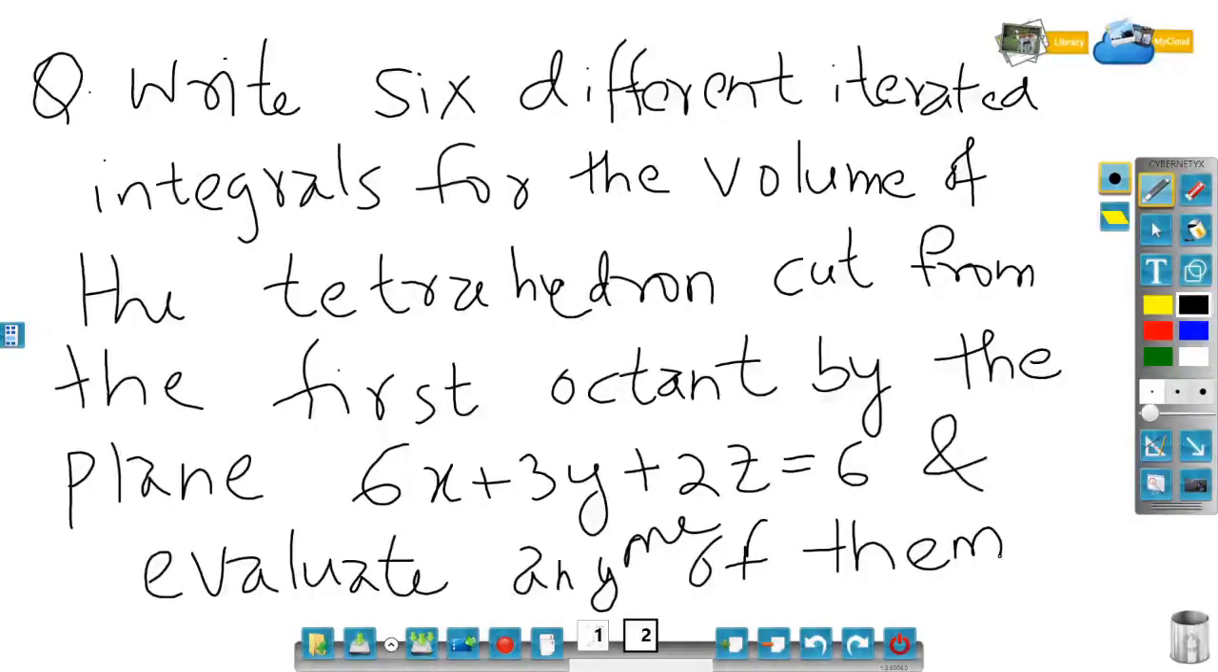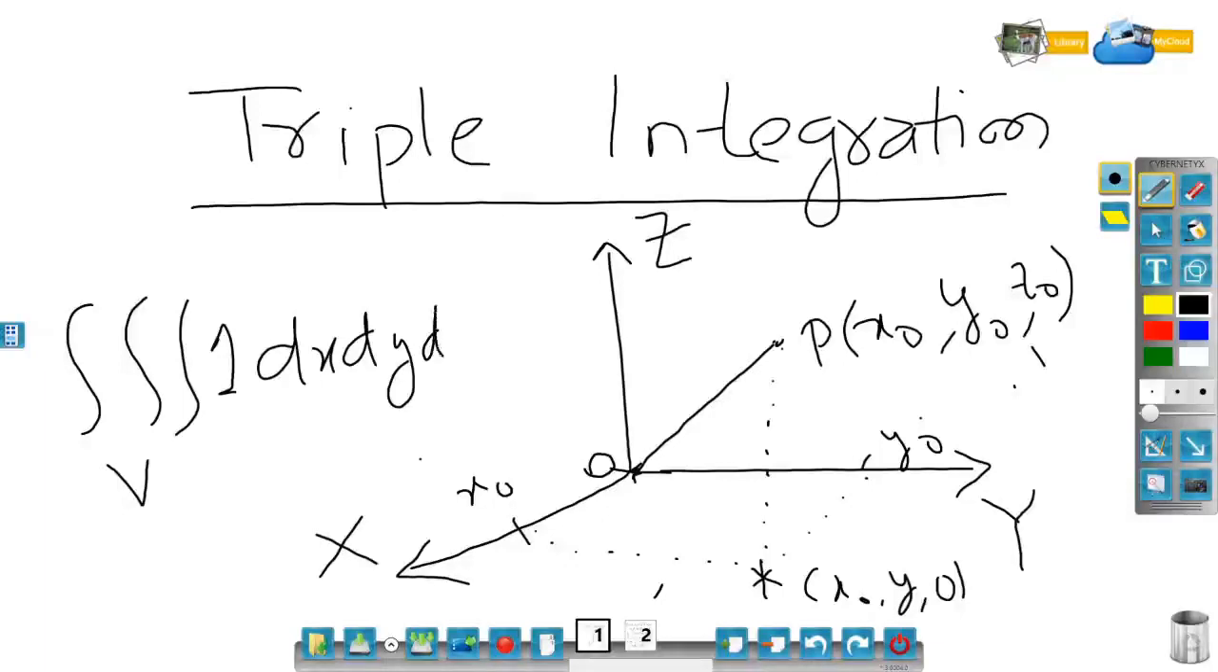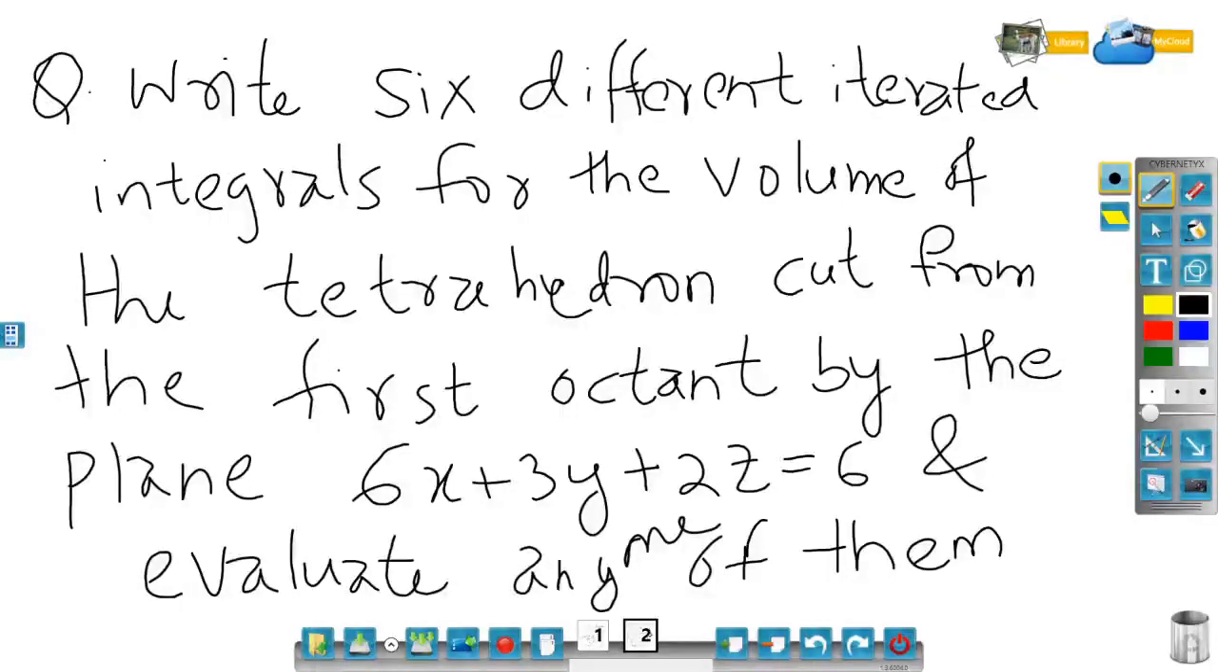In double integration, if I take the integrand as 1 into dx dy, that gives the area. And similarly in triple integration, suppose V is the region, then the triple integral of 1 times dx dy dz, maybe later on I will replace by dV also, is nothing but the volume of V. This should be noted. So if I take the function as 1, then the triple integral represents the volume of that particular region. Now we have been given a tetrahedron.